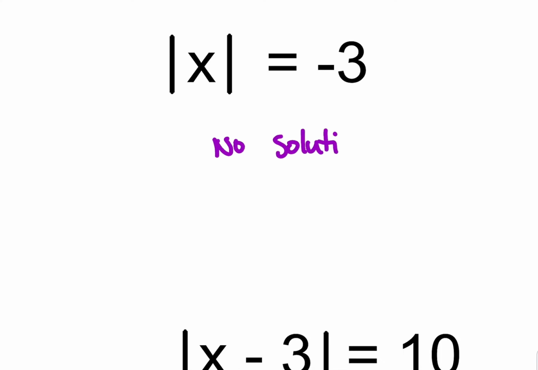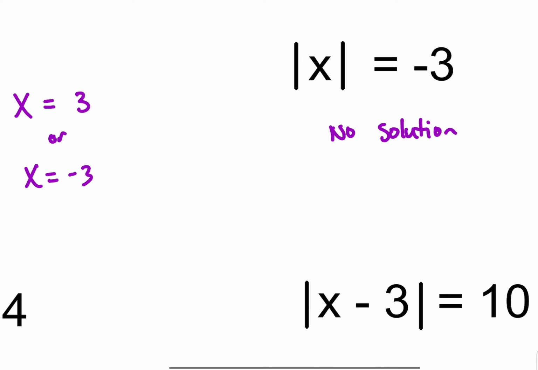No solution. And the reason why is because you can never take an absolute value and get a negative answer. So no matter what I put in, that absolute value is always going to make the answer positive. So there's no way you can have the absolute value of some number and get -3. So it's just no solution on that one. And that's true anytime you get any absolute value. So if you end up with like absolute value of 3x plus 17 equals -1, that's also no solution. Whenever you have any absolute value equals a negative number, it's not possible.